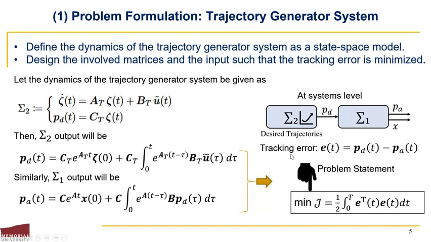At the system level, the tracking error is the difference between the desired input and the actual output, so we need to pick the matrices in sigma 2 to minimize the performance index given here as J. This constitutes the problem statement in this study.